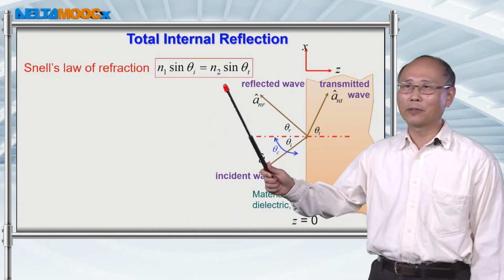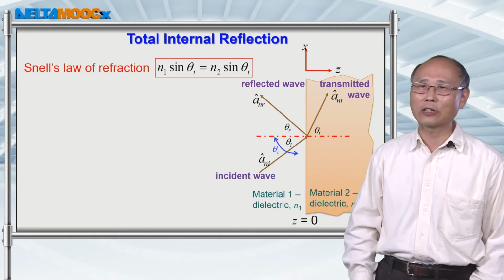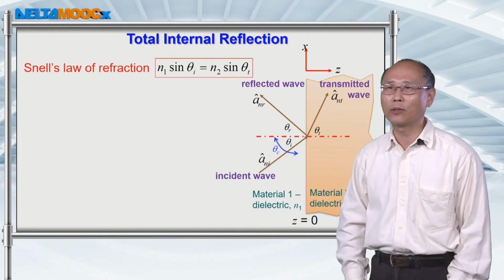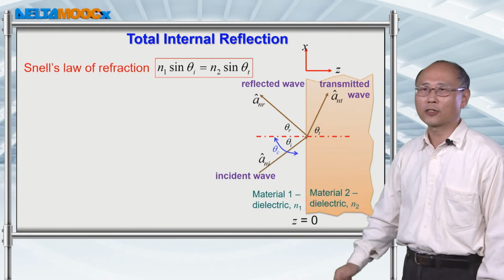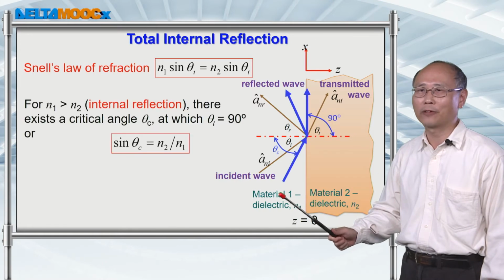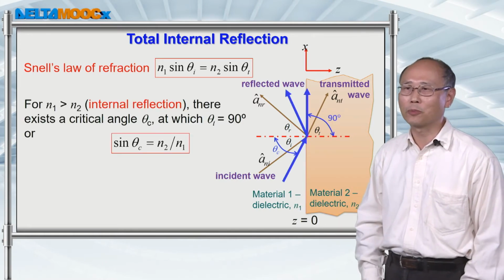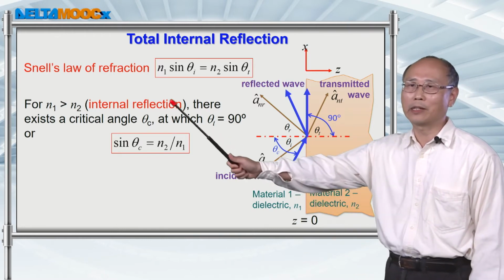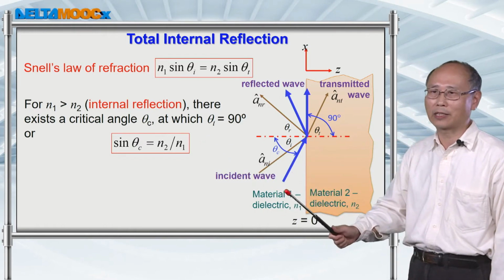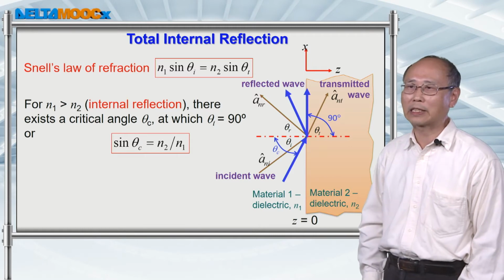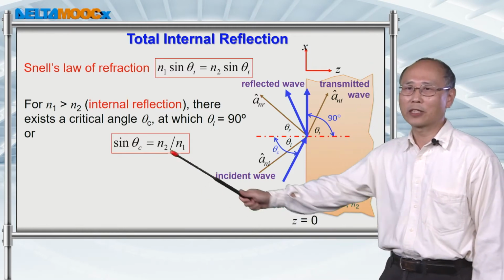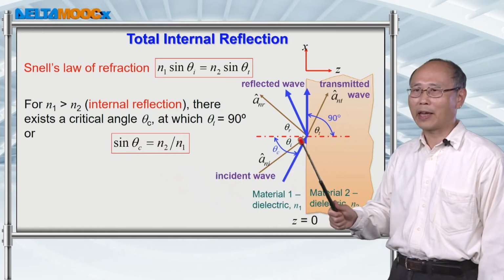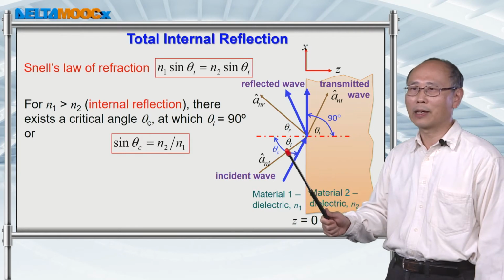Now, let's take a little closer look into Snell's law of refraction. n1 sine theta i equal to n2 sine theta t. And suppose that you have a larger refractive index in the first material, and then you have a smaller refractive index in the second material. For this scattering configuration, we call it internal refraction, with higher refractive index in the first material and lower refractive index in the second material. Given this condition, you can see that the refraction angle theta t will be larger than the incident angle theta i.